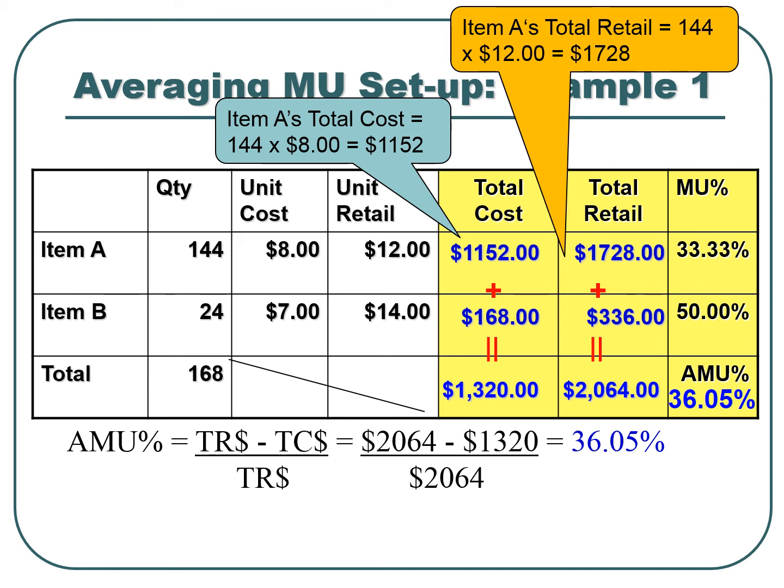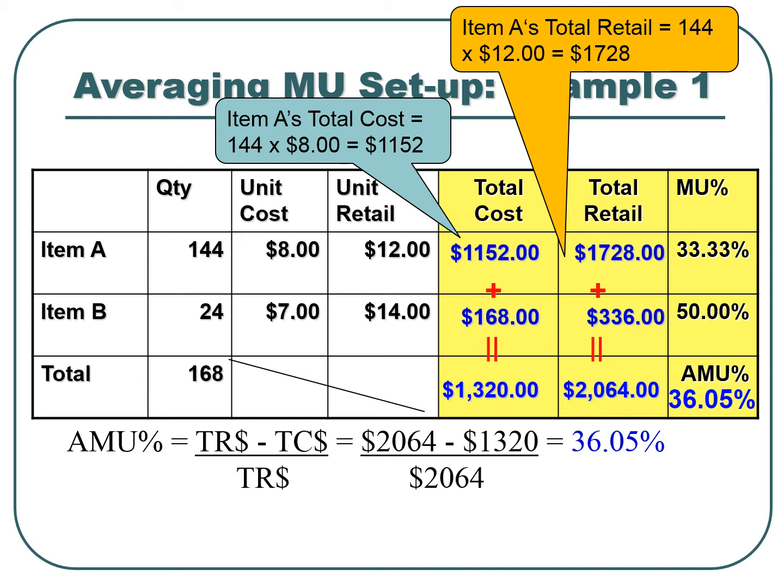Well, we've done something like this before, right? When we did a cumulative markup calculation, we had to calculate first cumulative retail and cumulative cost, and we added the cost of all groups of merchandise together to get the cumulative cost and cumulative retail the same way. We apply the same logic here. So item A's total cost and item B's total cost together lead to our total cost for the total merchandise, in this case $1,320. And we do exactly the same thing for the retail to get $2,064 retail.